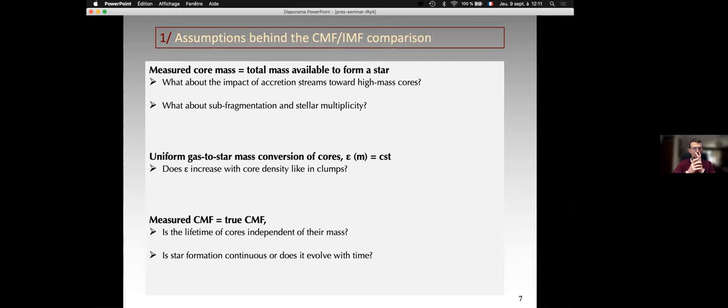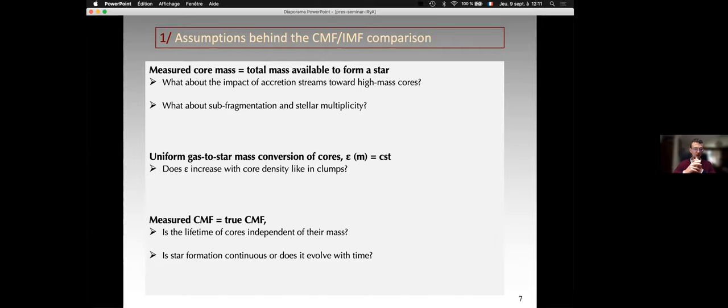The second assumption is that there is a uniform gas to star mass conversion. But some studies suggest that this parameter, epsilon, could vary and in particular increase with the density of the medium.